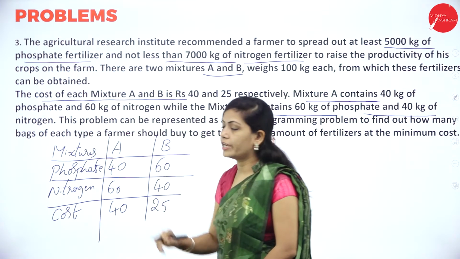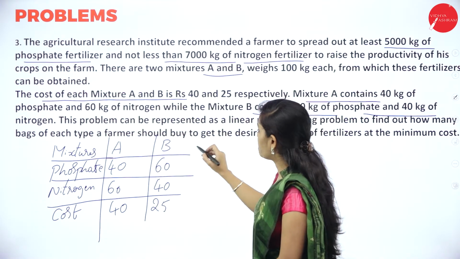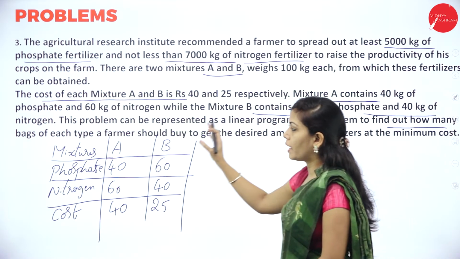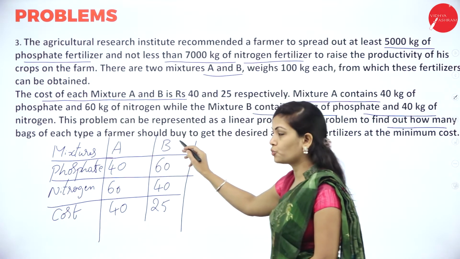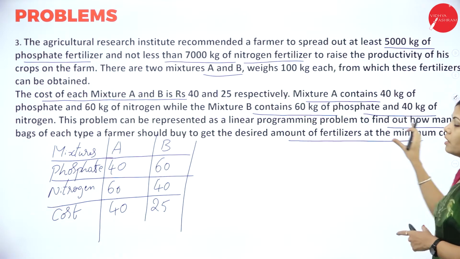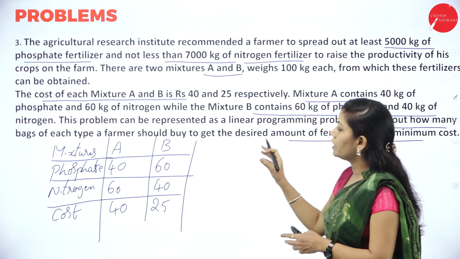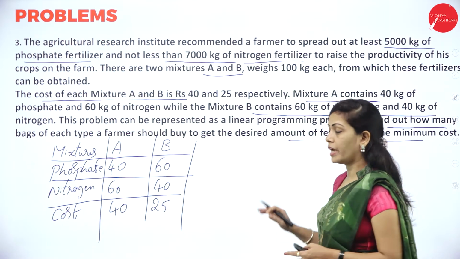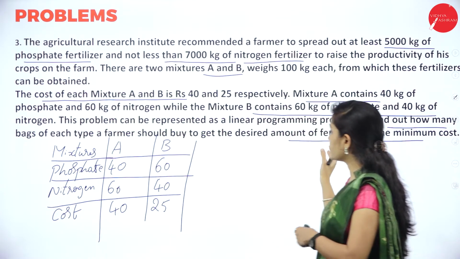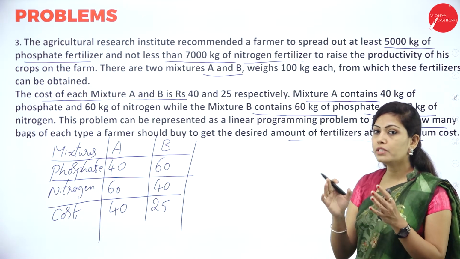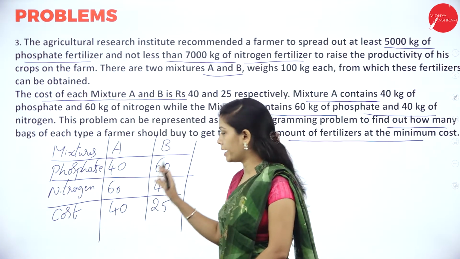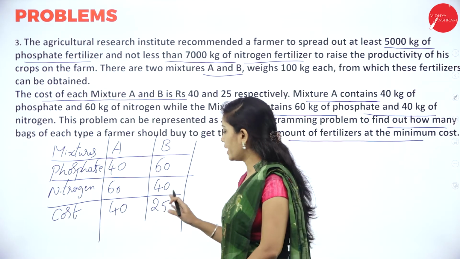This problem can be represented as a linear programming problem to find out how many bags of each type a farmer should buy to get the desired amount of fertilizer at the minimum cost. So this is a minimization problem. They have given the cost value for each product A and product B. So the cost is 40 and 25.